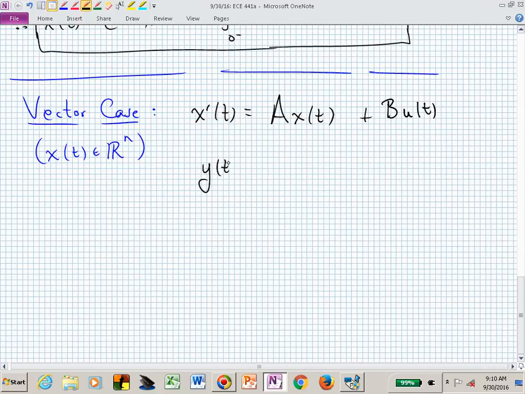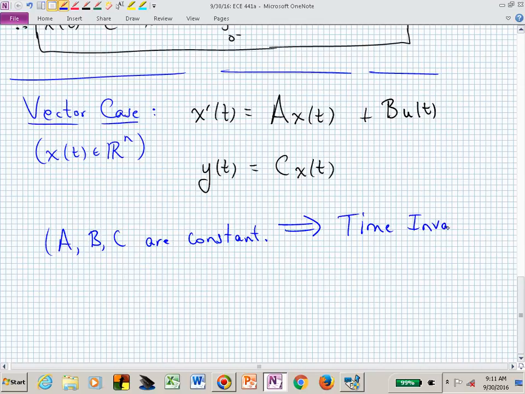Then we also can have our output equation. y of t is C x of t. We're assuming that these matrices A, B, and C are constant, and that allows you to say LTI, right? This is now a linear time invariant system. Constant implies the time invariant. The linear is on the right-hand side: what kind of combinations do you have with your x's and u's? They're just linear combinations of those x's and u's. So this is linear, and the constant piece gives us time invariant.